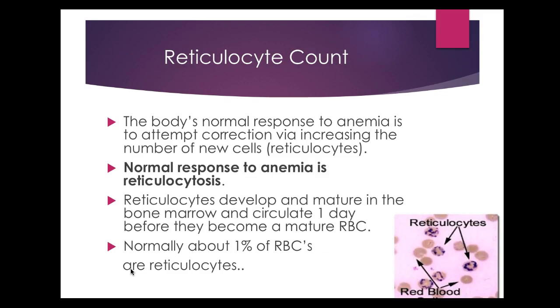What is the reticulocyte count? Well, this is the body's normal response to anemia, to attempt correction by increasing the number of reticulocytes. Remember, those are the new cells. So the normal response to anemia is basically reticulocytosis. They develop and mature in the bone marrow. They circulate for 1 day before they become mature RBCs. Normally about 1% of the RBCs are reticulocytes. So if you look at the picture, the reticulocytes have the little purplish in them versus the red blood cells that don't.